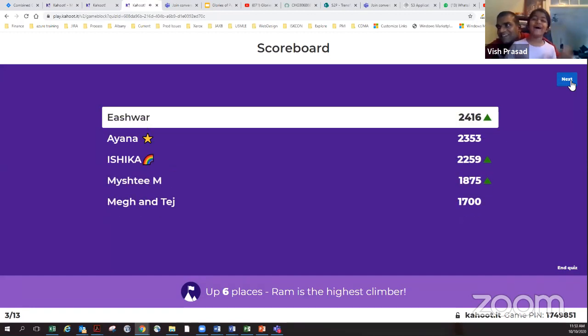Whoa! Okay, Ishwar is on top. Good job. The emoji gang is coming up. Ram's the highest climber. Yeah, Ram is the highest climber. It's Ram, not Ram. Okay.